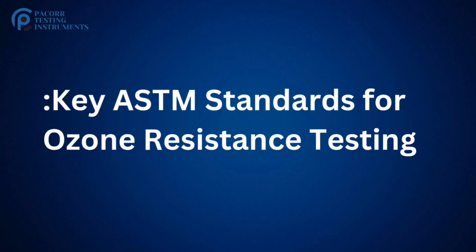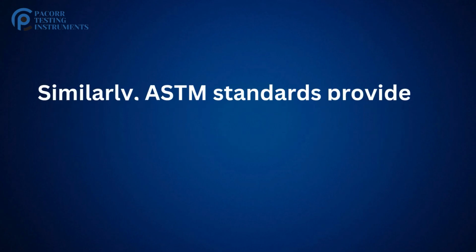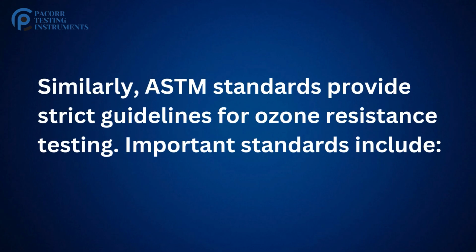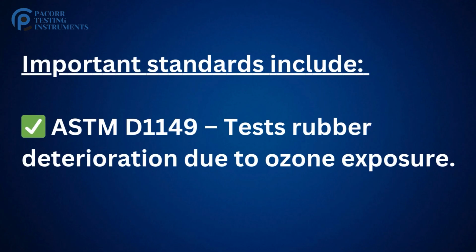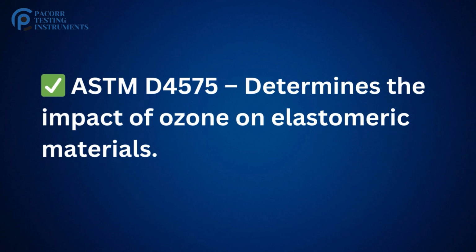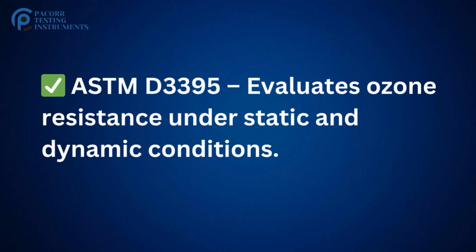Key ASTM standards for ozone resistance testing. Similarly, ASTM standards provide strict guidelines for ozone resistance testing. Important standards include ASTM D1149, which tests rubber deterioration due to ozone exposure. ASTM D4575 determines the impact of ozone on elastomeric materials. ASTM D3395 evaluates ozone resistance under static and dynamic conditions.